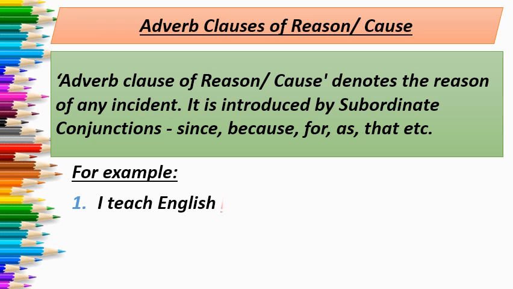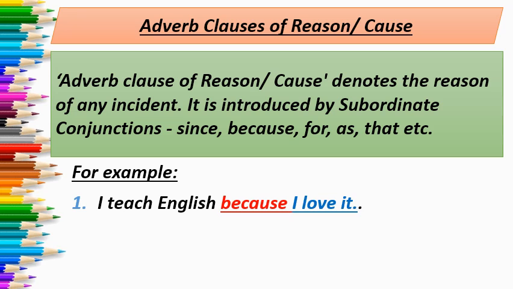Number 1, I teach English because I love it. So here in this sentence, because I love it is an adverb clause of reason. In the same clause, because is the subordinating conjunction, I is the subject, and love is the verb. This subordinating conjunction is coming in the beginning of the clause. It is a clause because it has both the things, a subject and a verb.